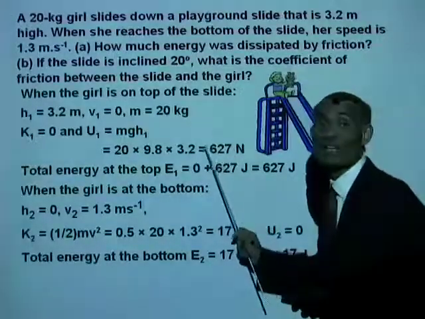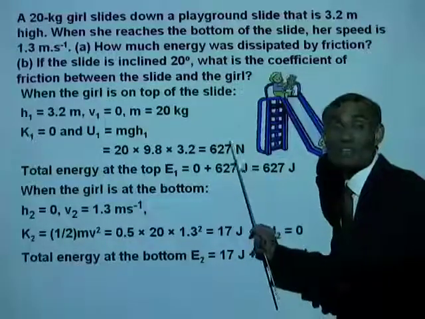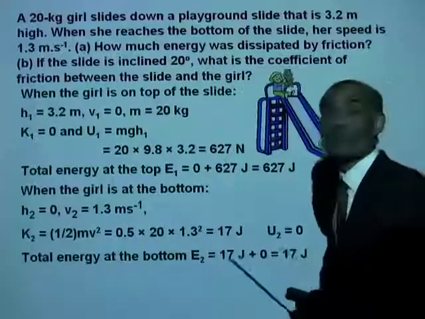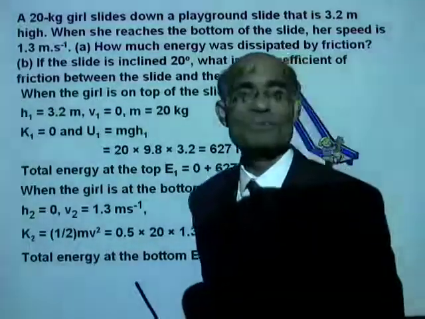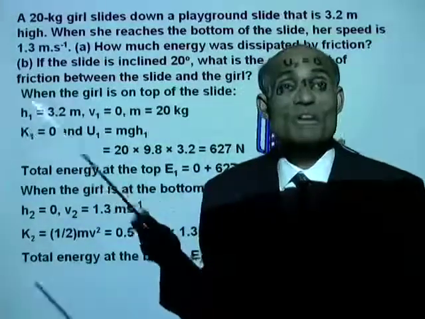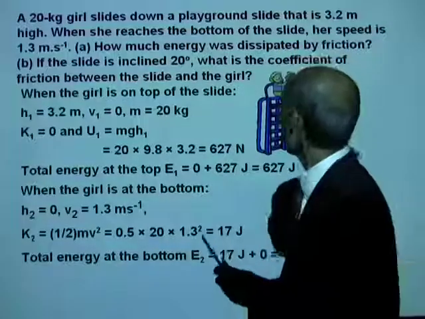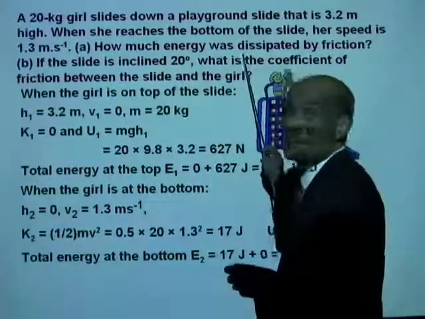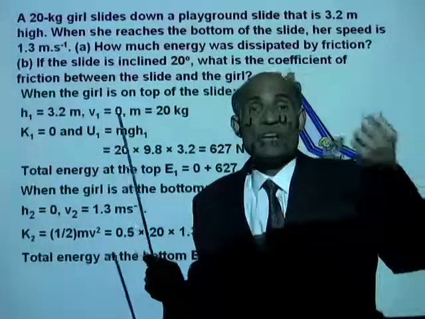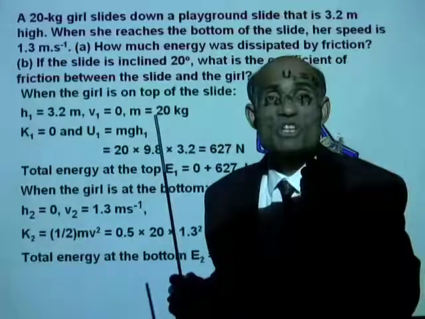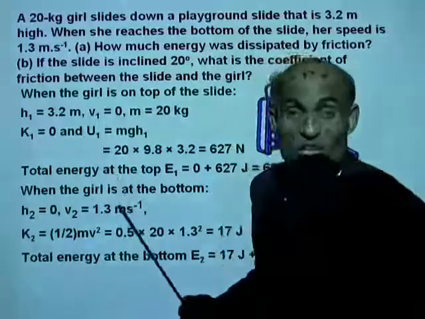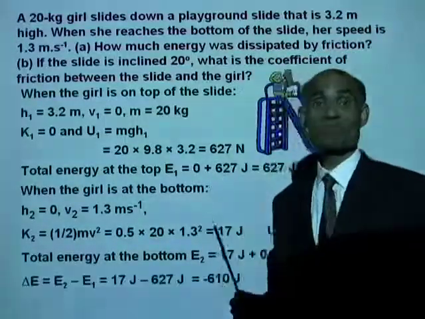Well, you notice that she had initially 627 joules of energy, and when she lands at the bottom, her energy is just 17 joules. What happened to the rest of the energy? The rest of the energy is dissipated in doing work against friction. The net change in the energy is a measure of the work done against non-conservative force. That is an important factor here.